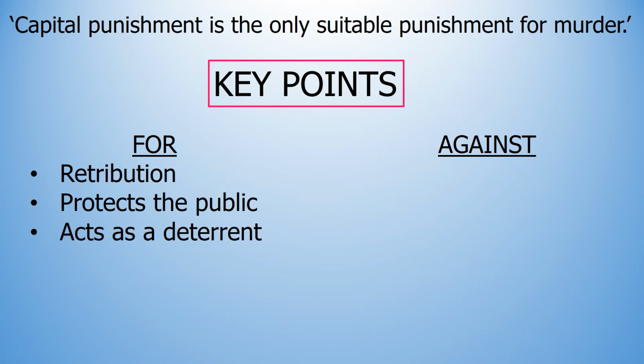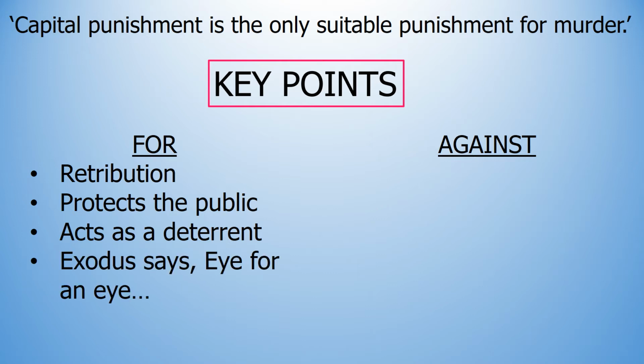Capital punishment, the thought of it alone should act as a deterrent. Again, another aim of punishment. If the likelihood is that I get caught for committing a crime, that I'm going to be punished by being executed, it may make me think twice about committing the crime in the first place.